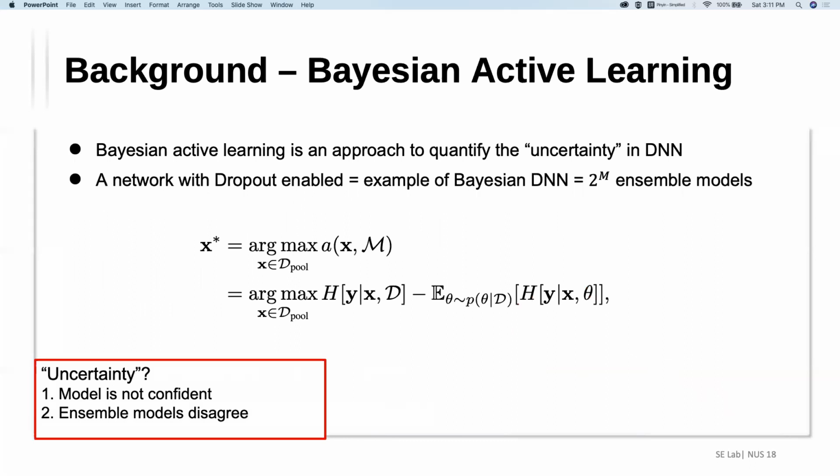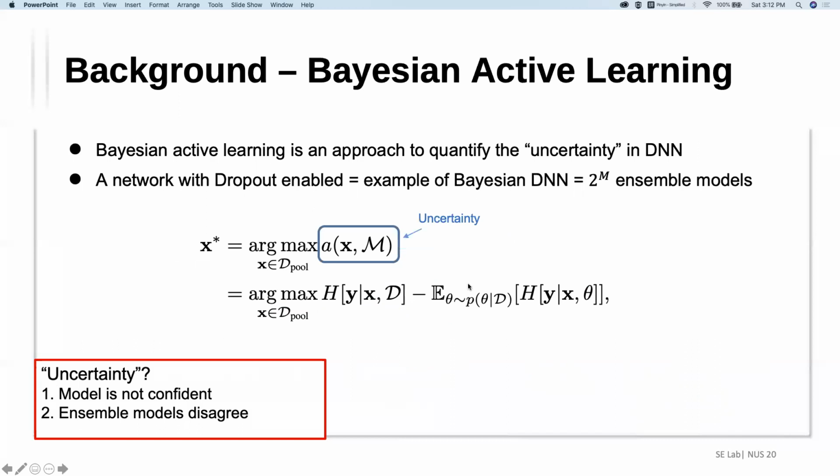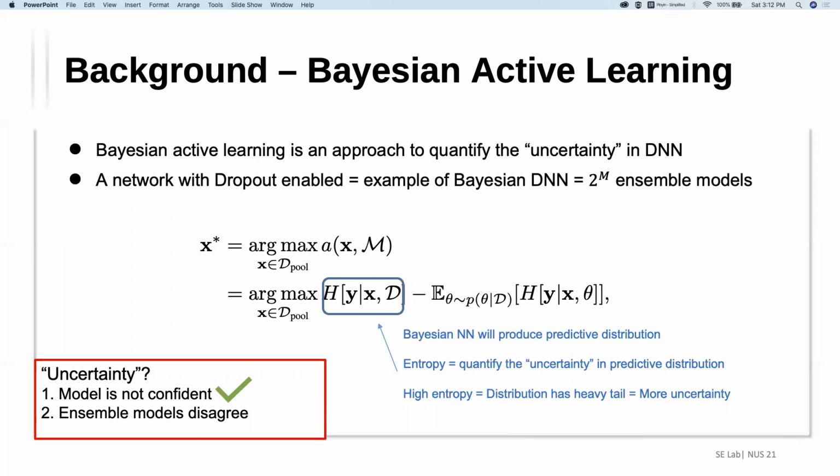So now we can combine Bayesian and active learning together. Bayesian active learning is a Bayesian approach to quantify the uncertainty in deep neural networks. Given a model M, which is the model trained on a small training set, and a random X from the unlabeled data pool, we want to select X such that the uncertainty function A is maximized. There are 2 terms in the uncertainty function. The first term is H of Y given X, D. This Y given X, D is the predictive distribution.